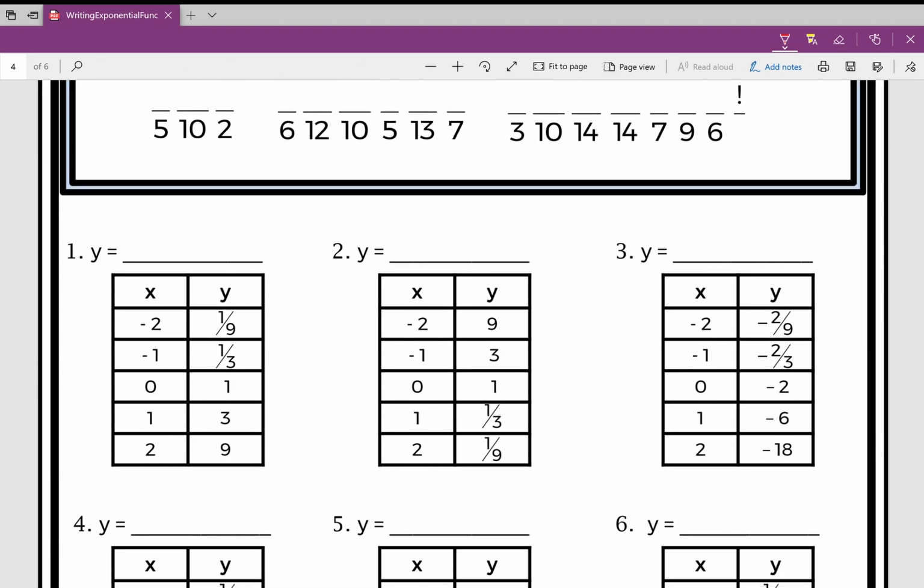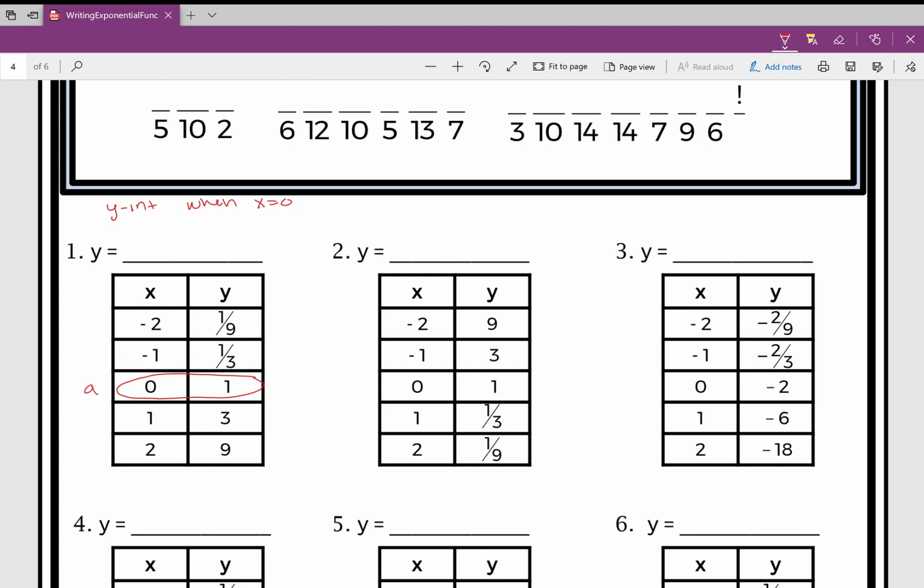So number 1, we have our table here. So the first thing we need to find is the y-intercept. And remember that the y-intercept is when x equals 0. So that's what we need to find. So x is equal to 0 when y is 1. And remember, our y-intercept is our a value. So this is going to be a.